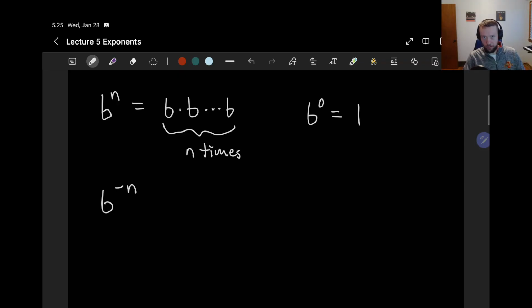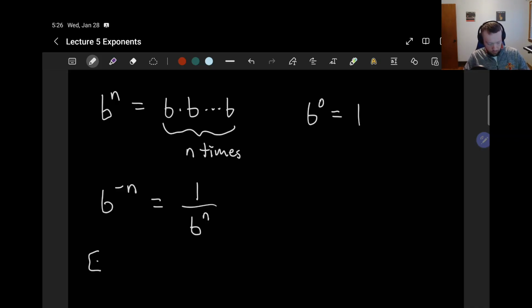If I take b to the minus n, what that negative does is it transports you across the fraction sign. Now, you can think of where we started as b to the negative n over 1. So you can think of it as a fraction in that sense. And so that negative exponent moves you down into the denominator, and then you just have b to the positive n down there.